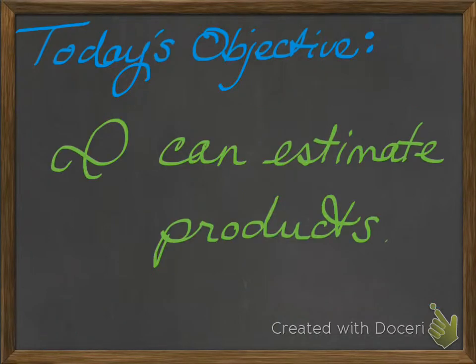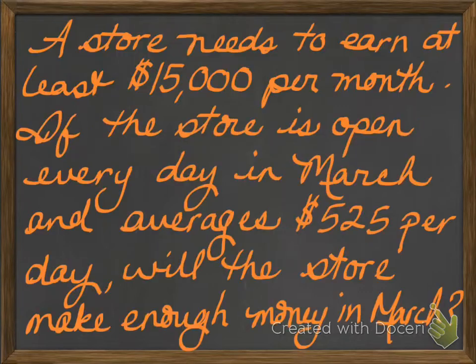Today's objective is I can estimate products. So we're going to use our skills of estimating by finding numbers with rounding or with compatible numbers to find the product, which is the answer to a multiplication problem. So here's our first problem to practice together.